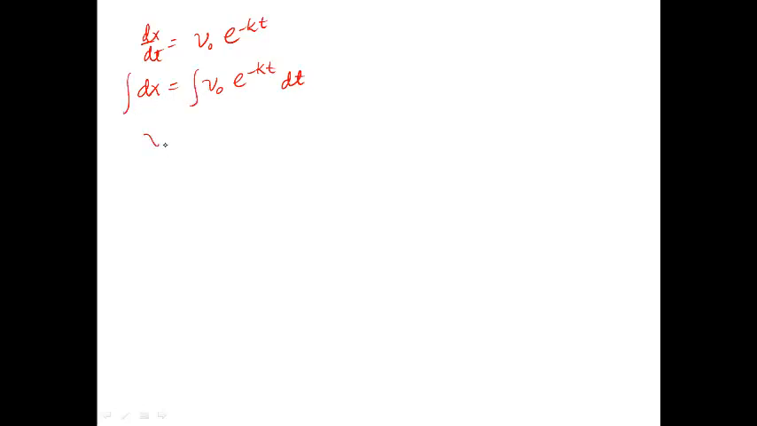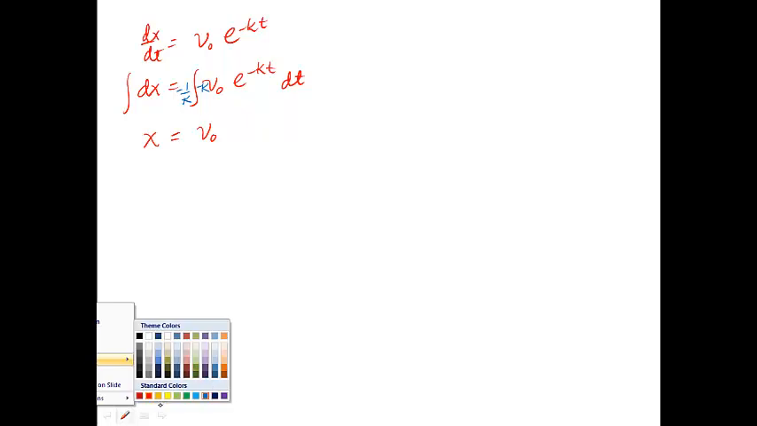Integral of dx is x, which must be equal to the integral on the right side, where v naught is a constant. Okay, integral of e to the minus kt, I'm going to need a little bit of u substitution here. I'm going to need a minus k here. If I let u be equal to minus kt, then du will be minus k dt. So I needed to add a minus k there. Therefore, in order not to change it, I'm going to have a minus 1 over k here.